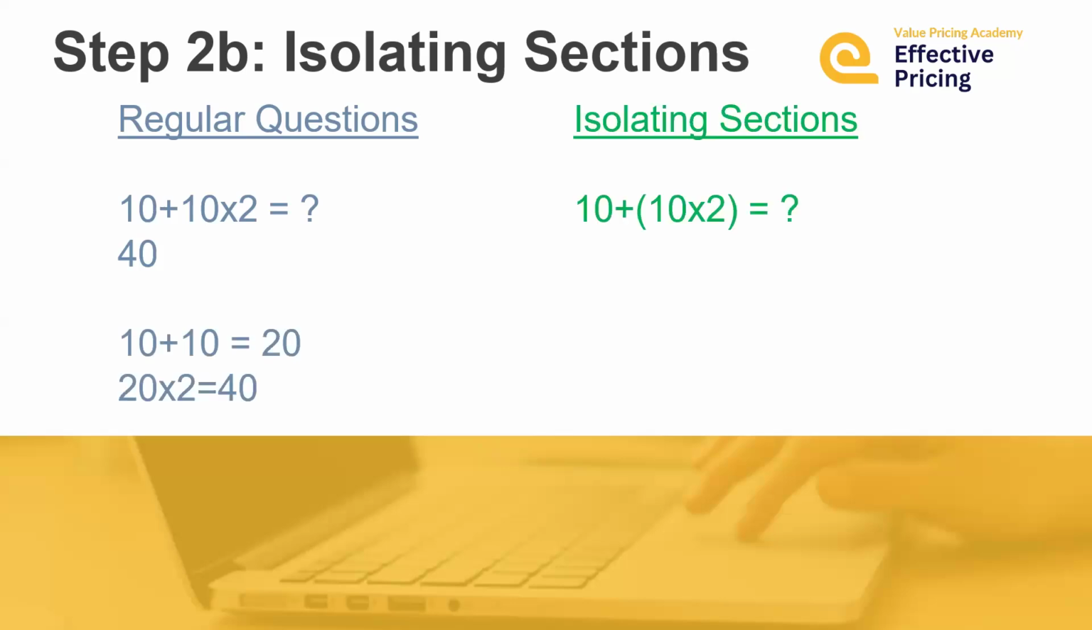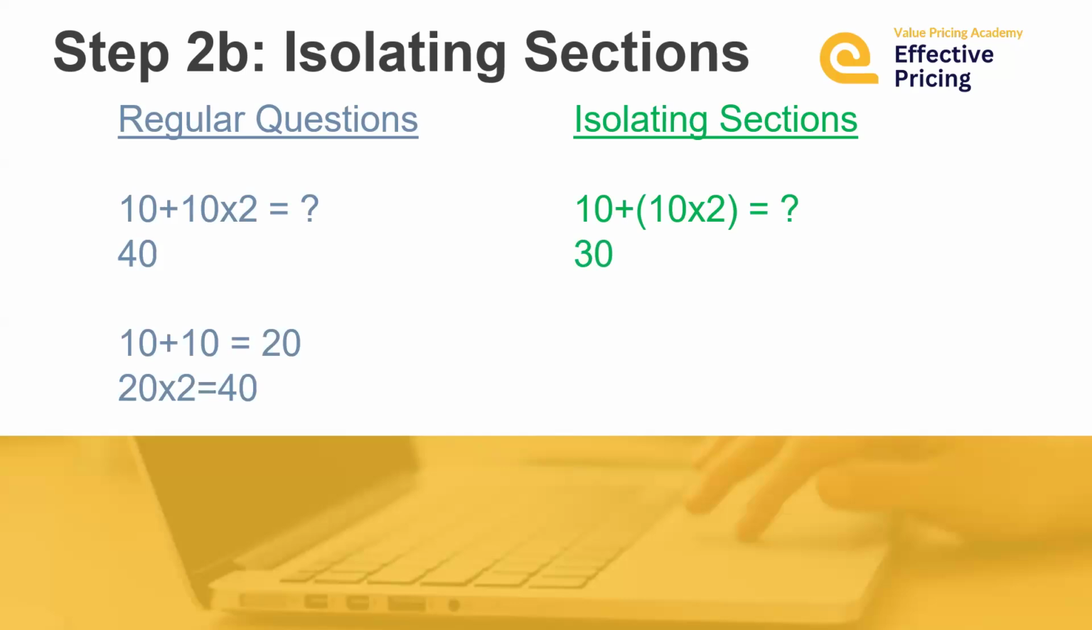But what if you wanted to multiply the second question, which was an answer of 10, by 2, and then add it to the first question, which was also an answer of 10? So now your answer is going to be 30.